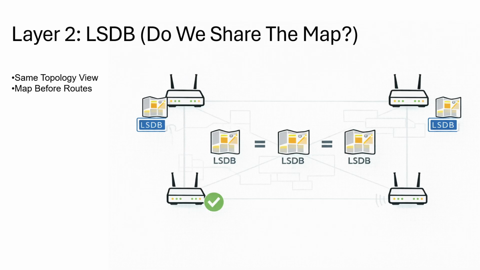Layer 2. LSDB. If neighbors exist, the next question is, did we synchronize the topology? Conceptually, you verify, do I see link state information that includes the networks and routers I expect in this area? Does it look consistent with the topology? You're checking for the map, not the directions yet, because you can have neighbors but still have an incomplete exchange. So layer 2 is, do we have the network map?